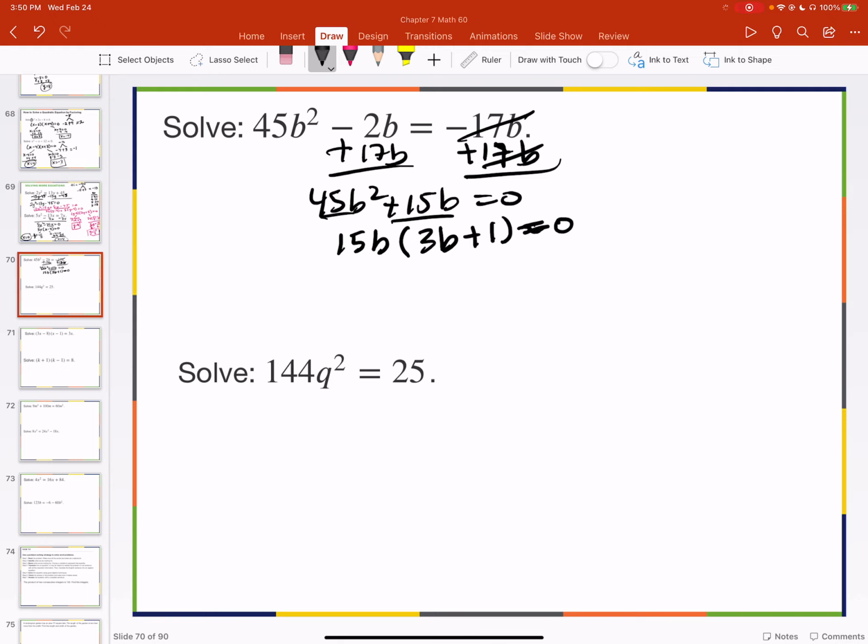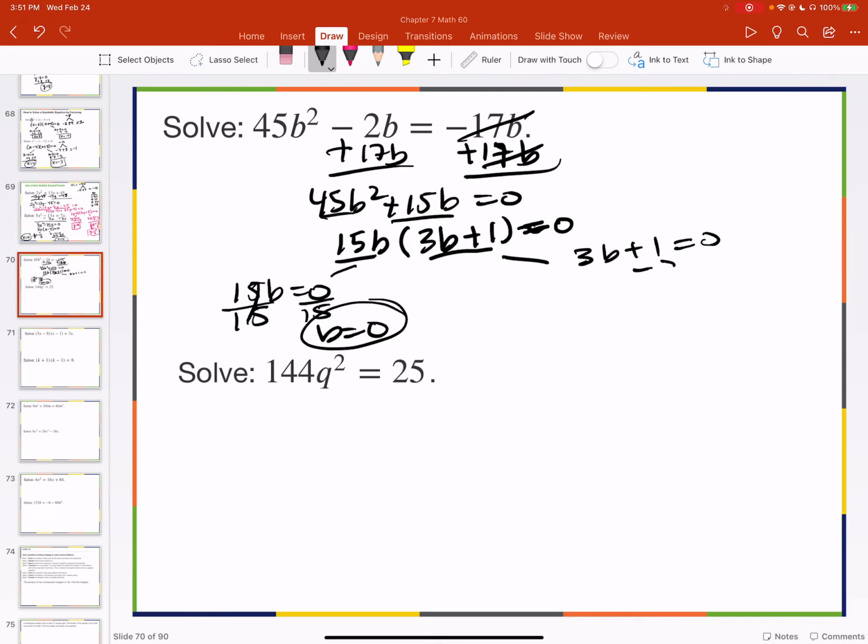Now we can use zero product property because this is factored all the way. So we get 15b is equal to 0 and 3b plus 1 is equal to 0. Divide by 15, and we get b is equal to 0 for one of the solutions. For the next solution, we subtract 1 from both sides: 3b is equal to negative 1. Divide by 3, and we get b is equal to negative 1/3.